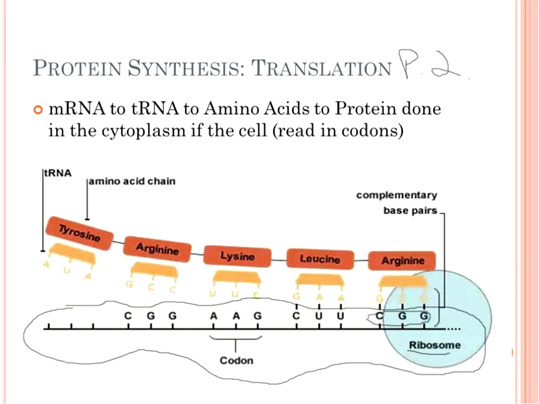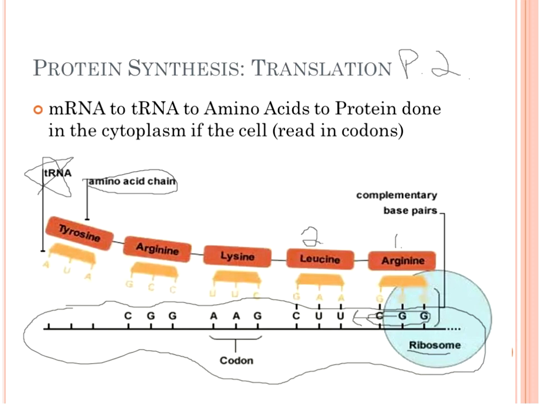tRNA, which is this person over here, will then transfer the amino acid that goes with it. So if CGG stands for arginine, well, the tRNA will use the anticodon, which is GCC, to go get arginine. So now you have your first amino acid. Then the ribosome will continue to the next three. It'll read CUU. Oh, that means leucine. So now the tRNA will bring leucine.